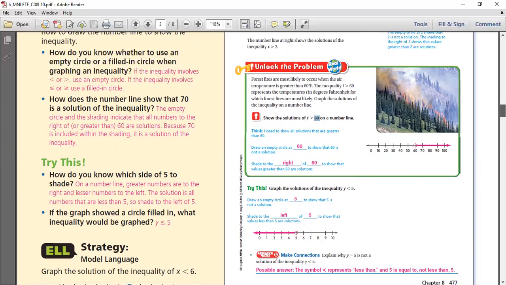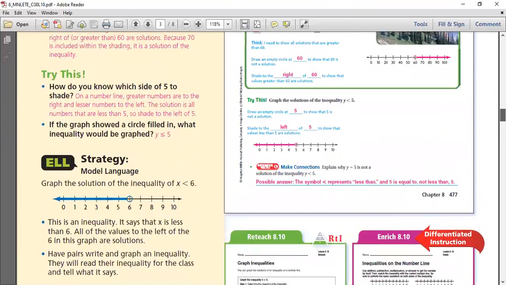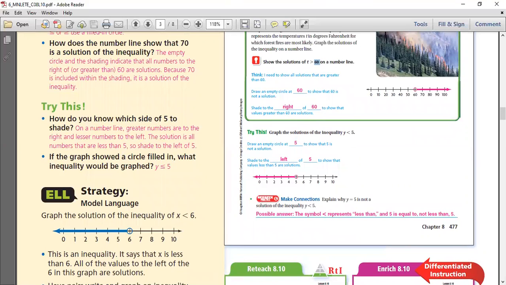Okay, girls. So let's quickly try this part here. Try this part when you're doing. Do be careful.